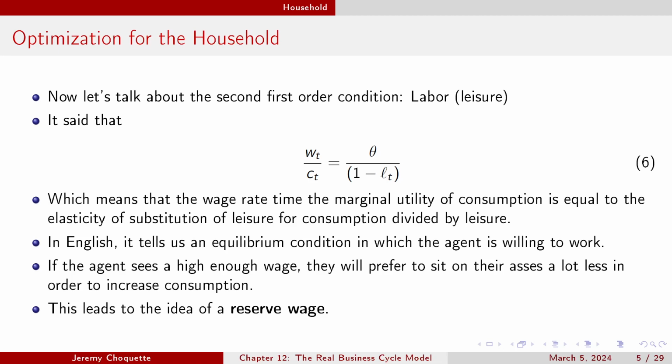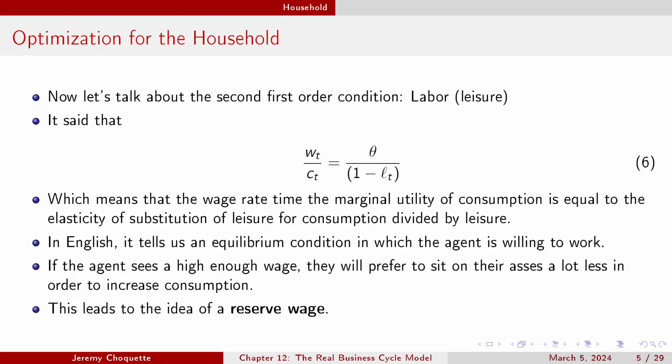So what this equation is telling me is the wage rate times the marginal utility of consumption, that W over C, because remember, the marginal utility of consumption is 1 over C. So the wage rate times the marginal utility of consumption is equal to the elasticity of substitution of leisure for consumption, theta, divided by leisure, which was 1 minus labor.